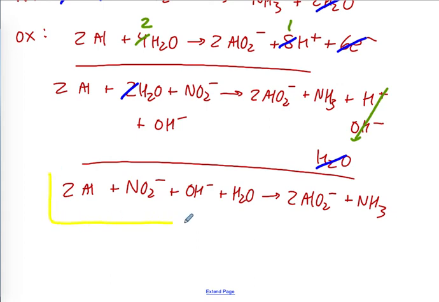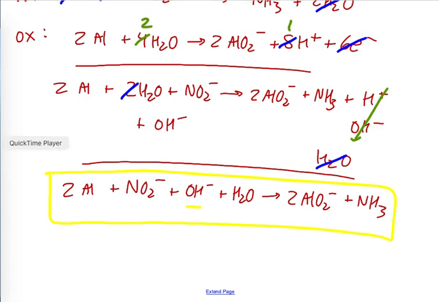And again, if you pause the video and check, you will see that atoms are balanced and charge is balanced, and the fact that hydroxide is a reactant and there is no H+ is consistent with the fact that this takes place under basic conditions. That's the half reaction method, and in our next video we will talk about voltaic cells.